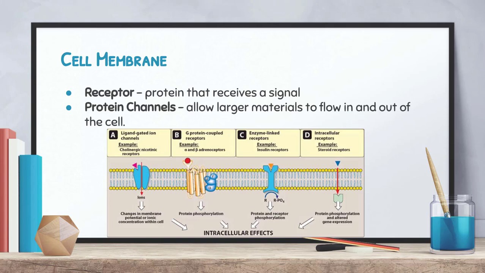Now keep in mind that the cell membrane has receptors on the outside of it. It's a protein that can receive a signal, and that signal can come from other cells, or from other parts of the body that can tell it to produce a certain material or allow certain materials in or out of the cell. Now the way larger materials are able to get in and out of the cell is through what is known as a protein channel. Those protein channels allow for larger materials to be able to get inside of the cell that can't just simply diffuse directly through the cell membrane.